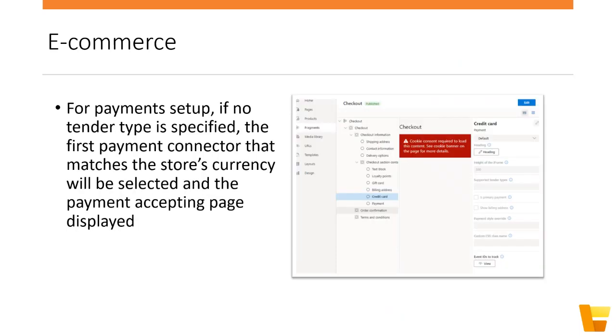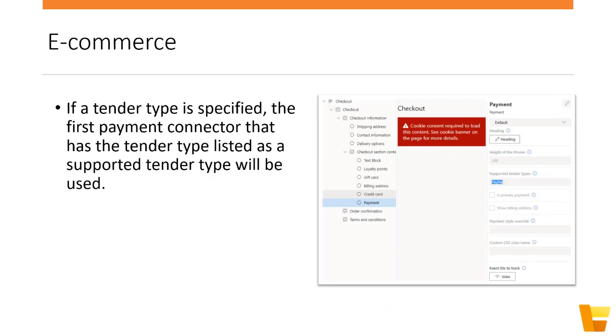For e-commerce, if you don't specify a supported tender type for the payments fragment, then what we do is we just grab the first payment connector we find that matches your store's currency. Alternatively, like for PayPal here, you see my supported tender type is PayPal. So when we render this checkout UI, we figure out which connector supports the tender type called PayPal, and that's the payment connector for which we show the payment accepting point.